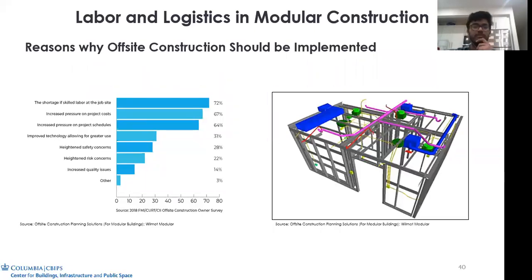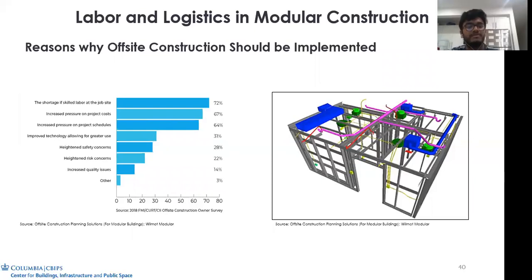One of the main things that modular construction helps in is that most of the construction of the building is taken off site rather than done on site. One of the biggest reasons why off-site construction should be implemented, according to research done by Wilmot Modular, a company, is that there's a shortage of skilled labor on job sites, so we can take most of the work off-site, so that the shortage of labor on-site is less prevalent. The workers working off-site would be working on individual modules, so the shortage of labor would not be as visible.